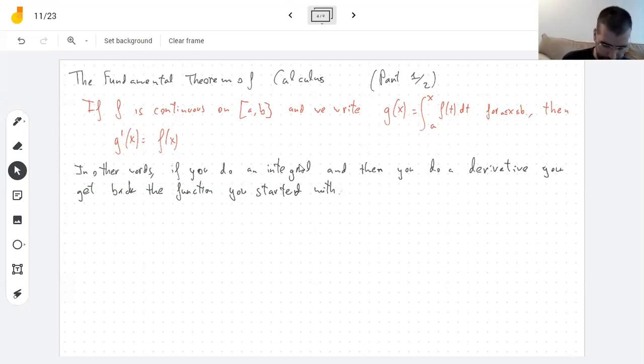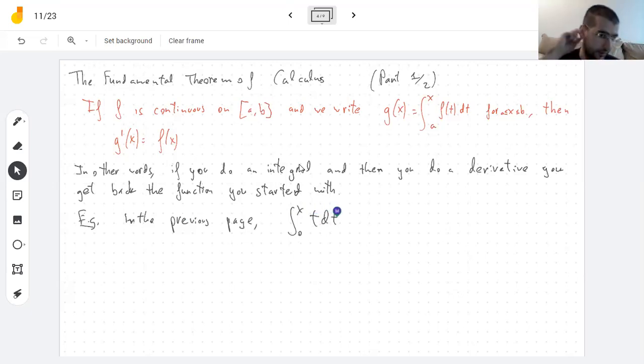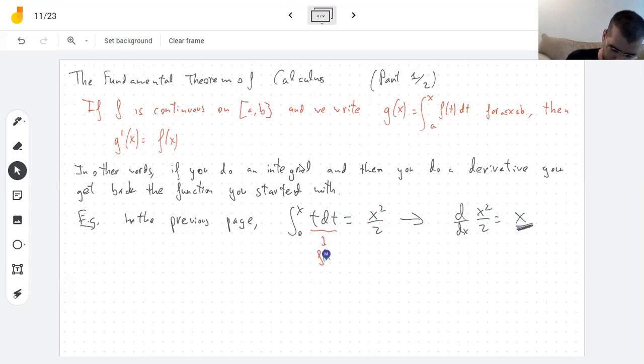So for example, on the previous page, we've seen that the integral from 0 to x of the function f of t equals t is x squared over 2. If we take the derivative of what we got for the integral, well, you know how to do this. You get x, which is the original function.